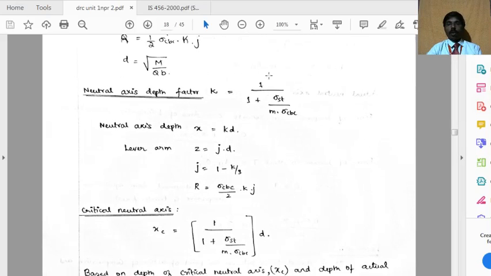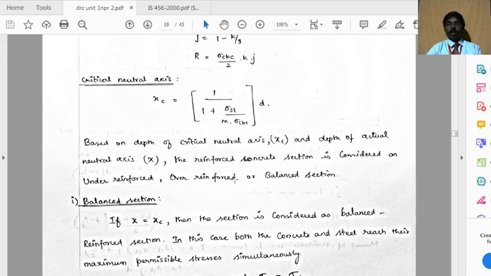Here I have written all the formulas. Neutral axis depth factor K is equal to 1 divided by 1 plus sigma ST divided by m into sigma CBC, where m is the modular ratio, sigma ST is the permissible tensile stress, and sigma CBC is the permissible compressive stress. Neutral axis depth x is equal to K into d. Lever arm Z is equal to J into d, where J can be written as 1 minus K by 3. The moment of resistance capital R is equal to sigma CBC divided by 2 into K into J.